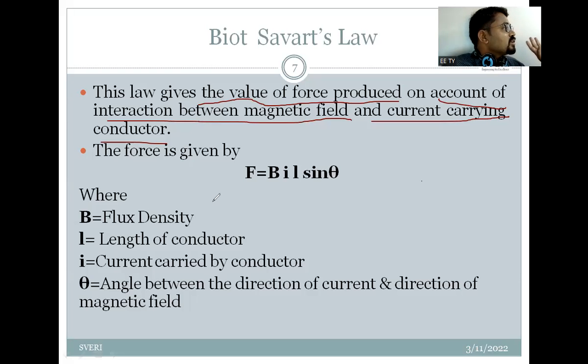What does the Biot-Savart law give us? Whatever the value of the force, but which value of the force? Whenever any current carrying conductor is placed into the magnetic field, at that time whatever force is developed, that magnitude is given by the Biot-Savart law.